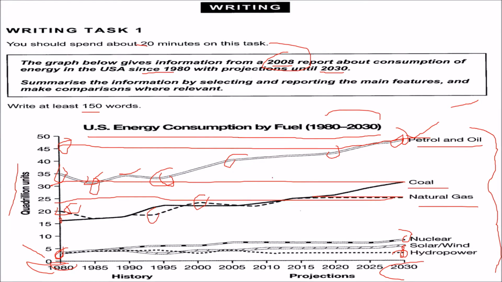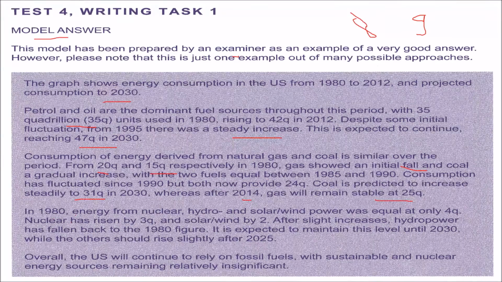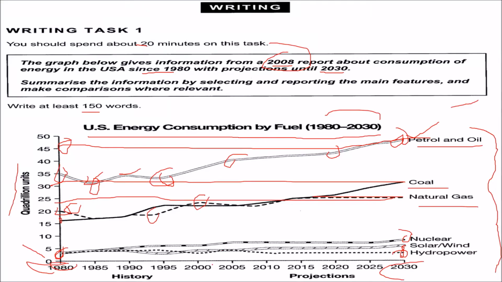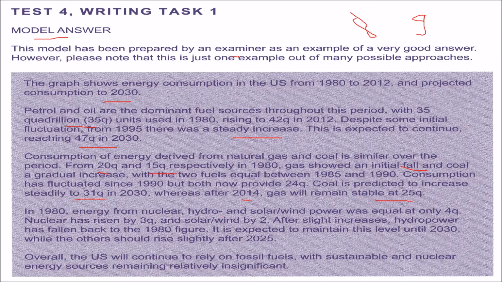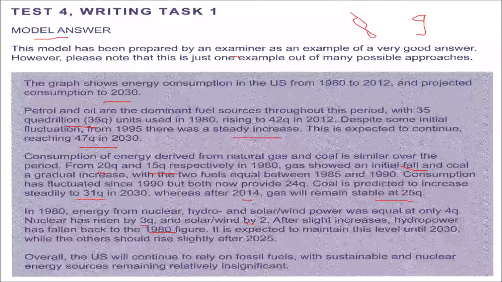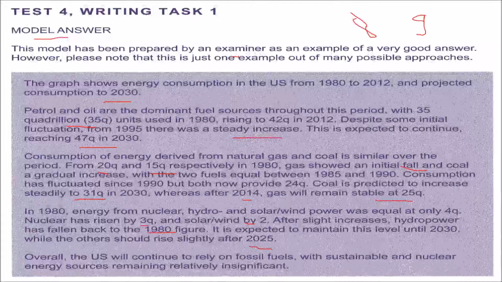It remains stable. In 1980, energy from nuclear, hydro, and solar and wind power was equal at only 4. So, as I indicated earlier, they started at the same point. Nuclear has risen to 3 and solar and wind by 2. After a slight increase, hydropower has fallen back to its 1980 figure. So it is expected to maintain this level until 2030, while the others should rise slightly after 2025.